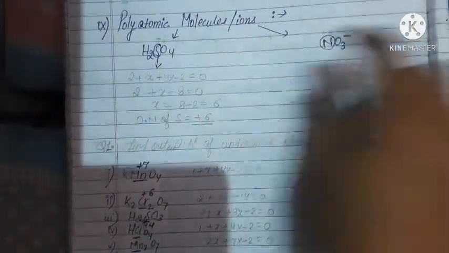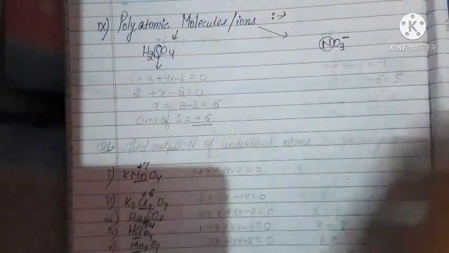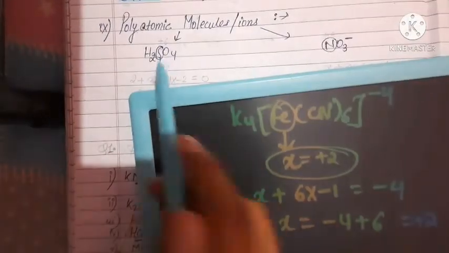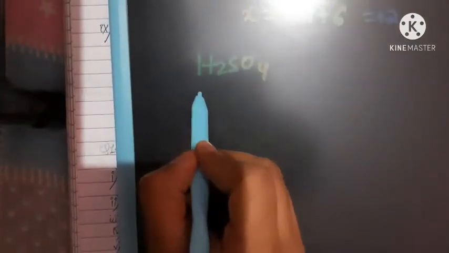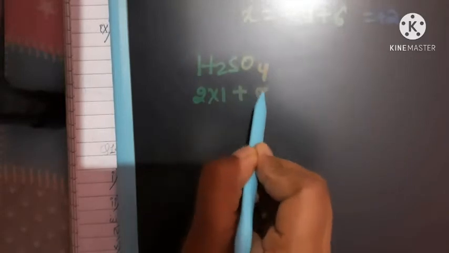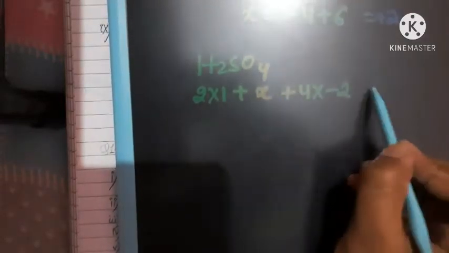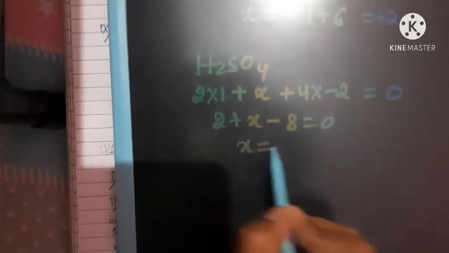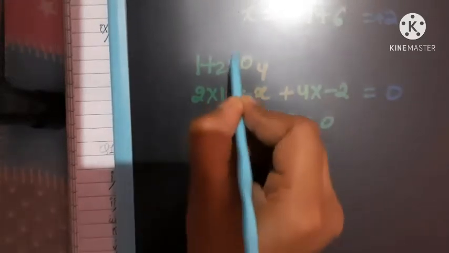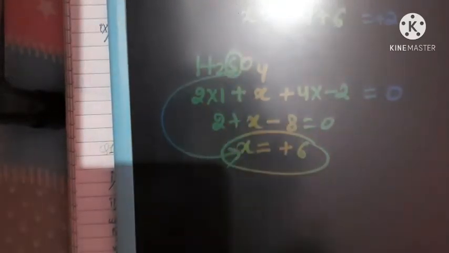Now, in case of polyatomic molecules or ions like H2SO4 and NO3 minus, what we can do is like this. If we have to find for S and for N, let's see how. H2SO4: 2 into 1 plus x plus 4 into minus 2 equal to 0. So 2 plus x minus 8 equal to 0, x equal to plus 6. S is having plus 6 oxidation number, okay?